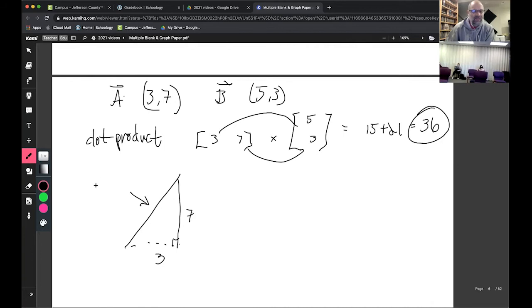So the magnitude of A, and it's denoted by absolute value symbols, is just the distance formula: the square root of 3 squared plus 7 squared. That's it. Okay. So the magnitude of A is the square root of 58.